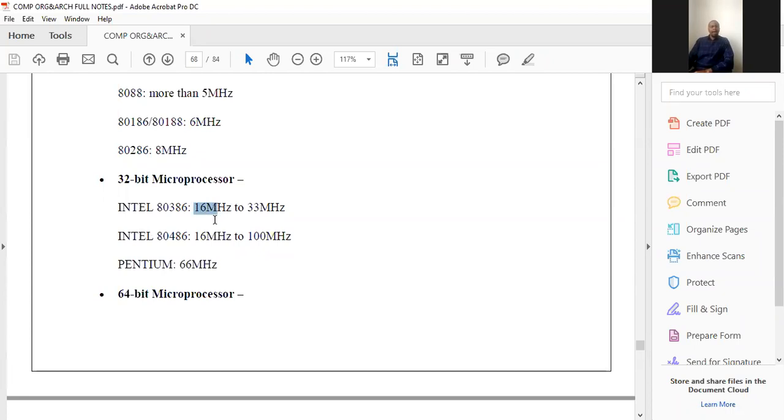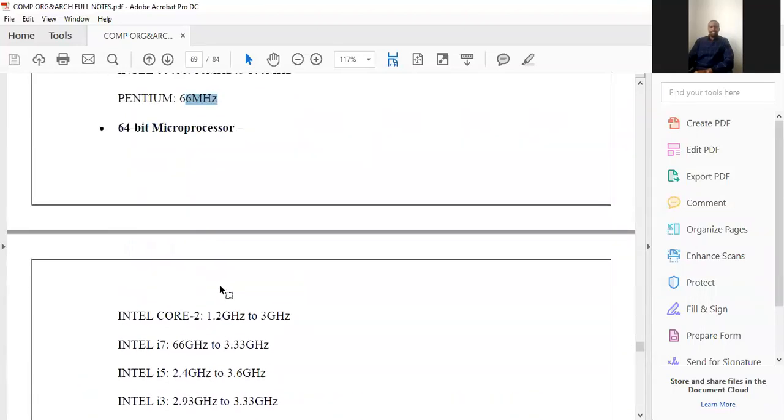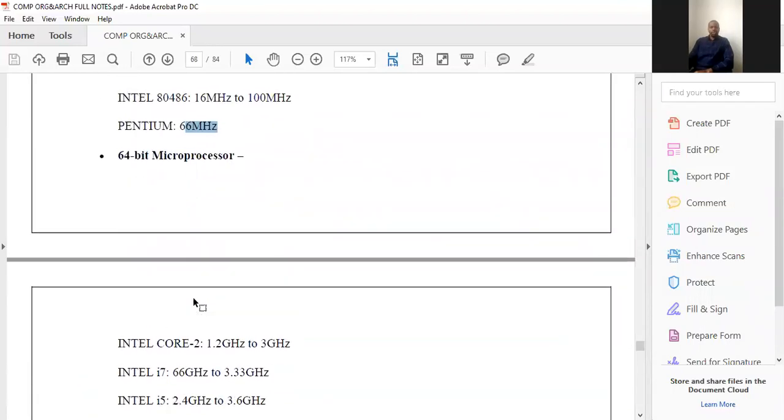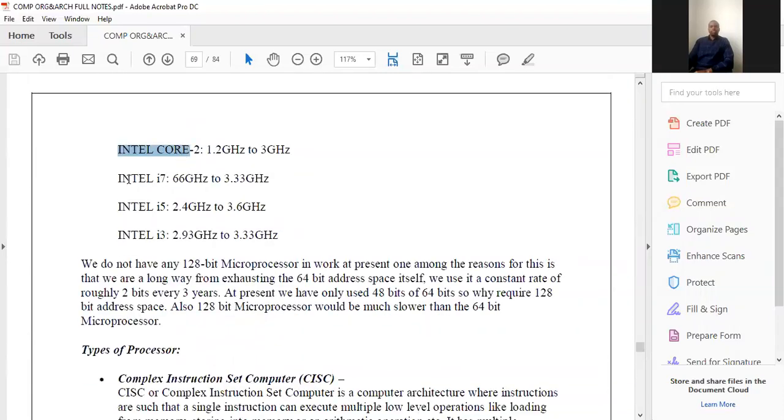So megahertz. Mega is million, so 16 million cycles per second. That is a first kind of processor, 33 million cycles per second. And Intel 486, they produce processors that range from 16 to 100 megahertz. Pentium, they have 66 megahertz, okay? Basically, these are just clock speed notations. Then for 64-bit microprocessors, we have the Intel Core, the Intel i7, the i5, i3.